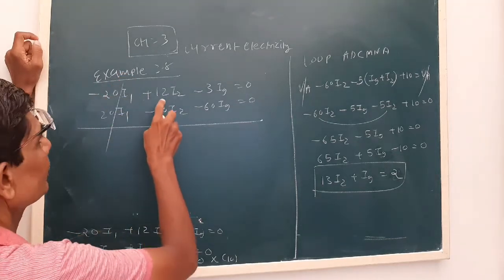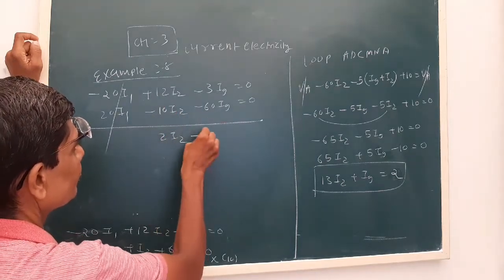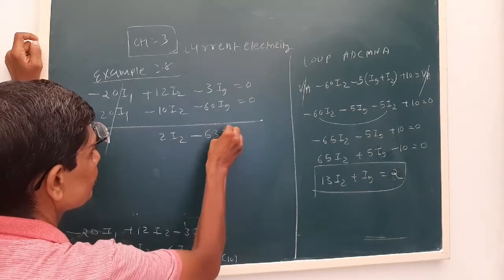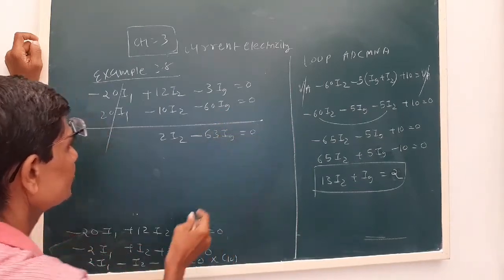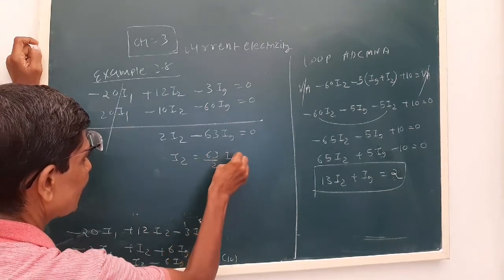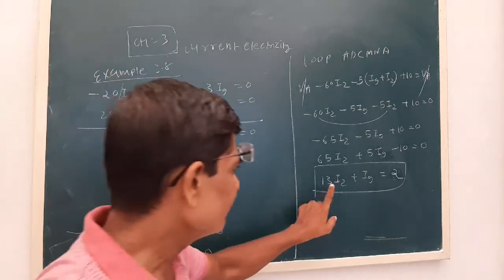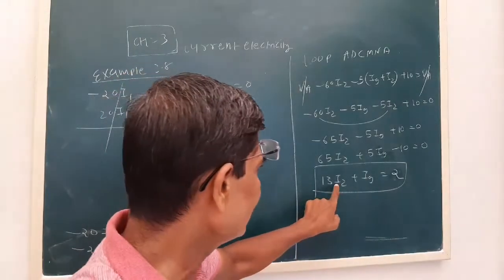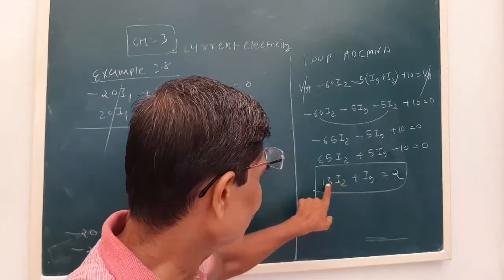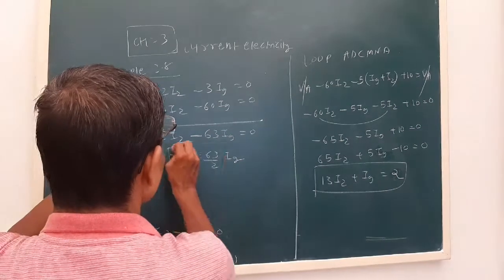Now 12 minus 10 is 2 I2, minus 63 IG is 0. So I2 is 63 by 2 IG. Okay. So why have we done this? Because we have an equation in terms of I2 and IG. Now this value of I2 we can substitute here.